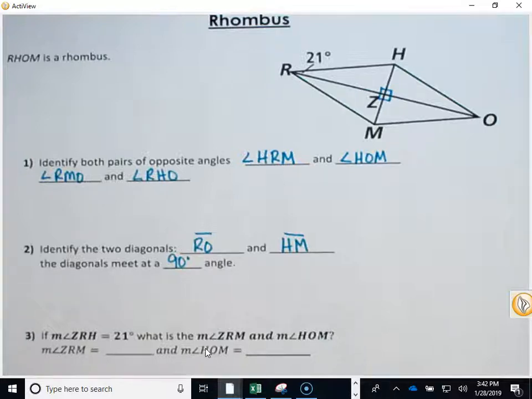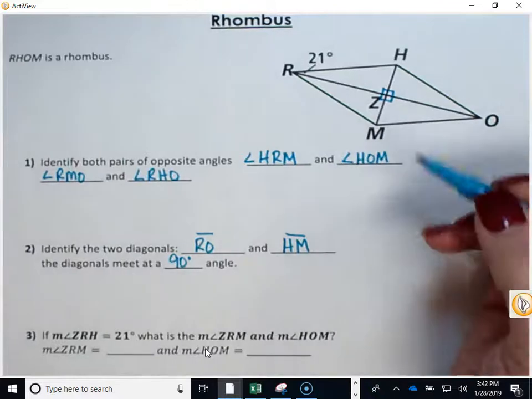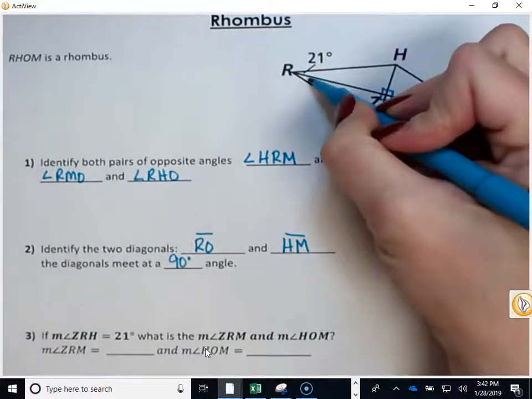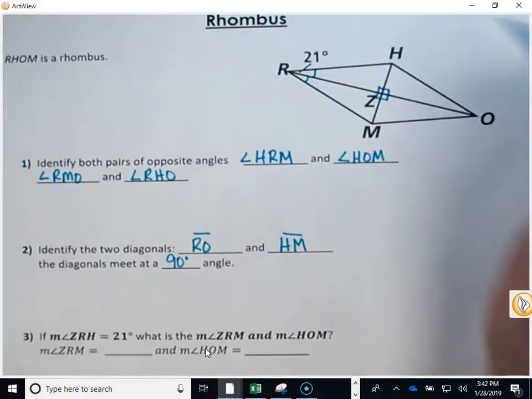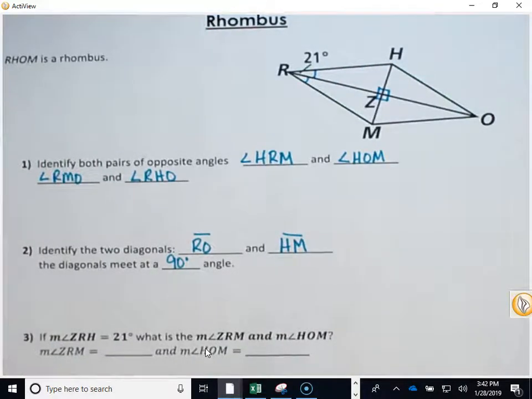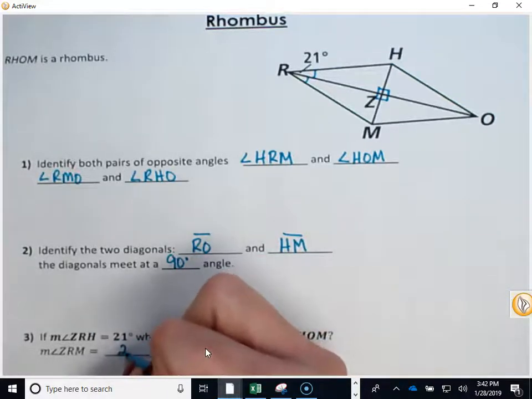So ZRM is going to be the same as angle HRZ. These 2 are going to be equal to each other. So that's a characteristic of rhombuses, is that their diagonals do bisect the angles. So ZRM is also going to be 21 degrees.